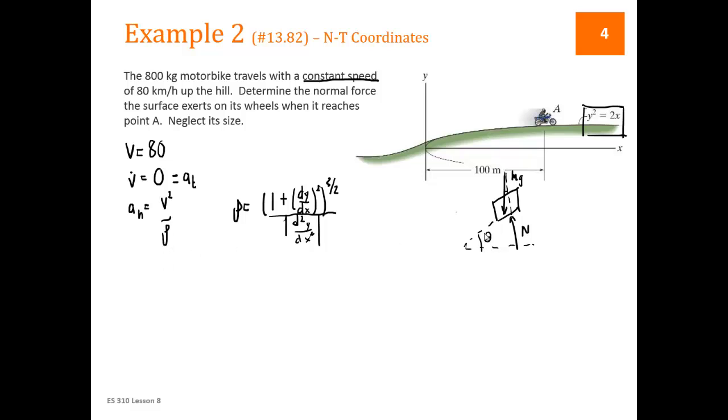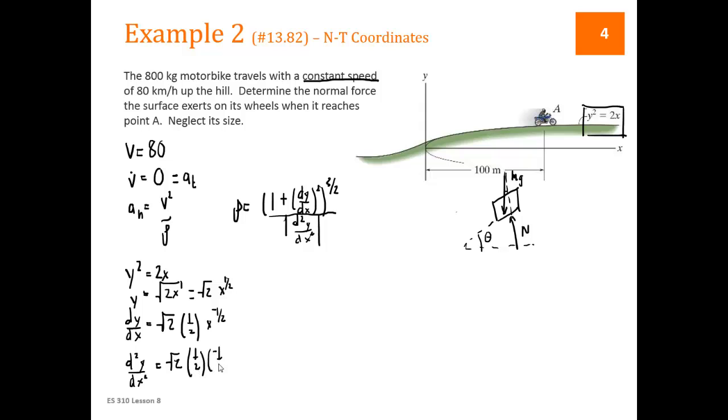How do we find theta? Theta is the slope of this curve. Well, to find the slope of the curve, we're going to take the derivative of the curve. So let's start then with that expression. We've got y squared is equal to 2x. That means that y is equal to the square root of 2x. Take the derivative of y with respect to x. Square root of 2 is just a constant, and this x under the square root, we can rewrite this as the square root of 2 times x to the 1/2. So then we have 1/2 x to the negative 1/2, and we do it again, and we get the square root of 2 times 1/2 times negative 1/2 times x to the negative 3/2.